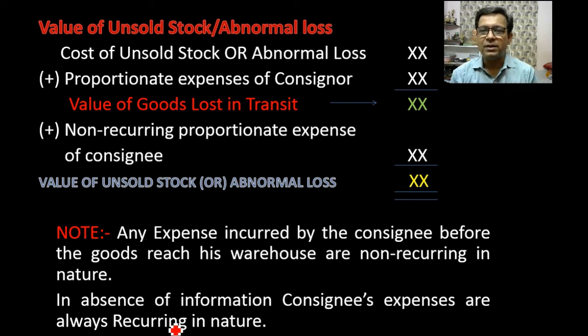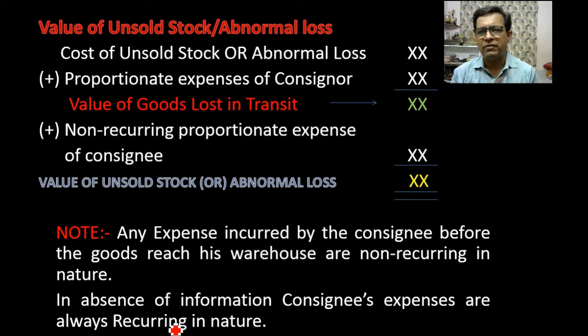Before we go for the method, let's understand. The term unsold stock means, see, consignor has sent a certain quantity of goods to consignee. Not necessary that consignee has sold all the goods. Some goods are still lying unsold with him. That's called unsold stock. It is also commonly known as consignment stock.